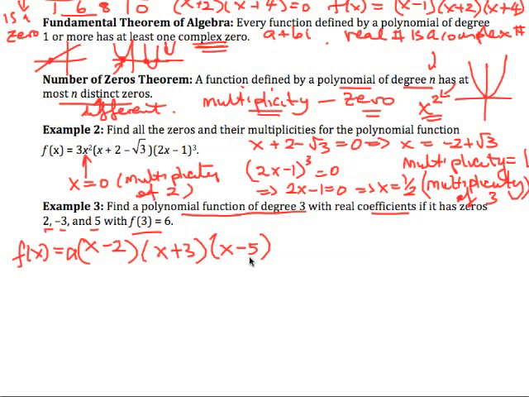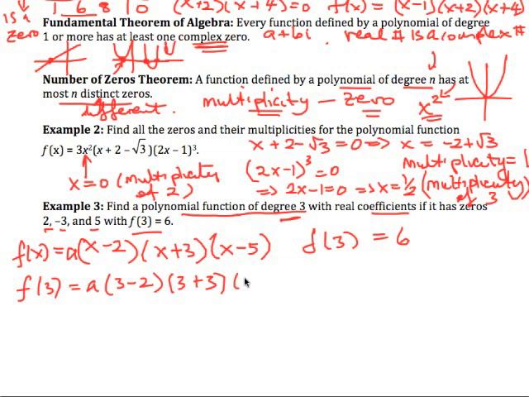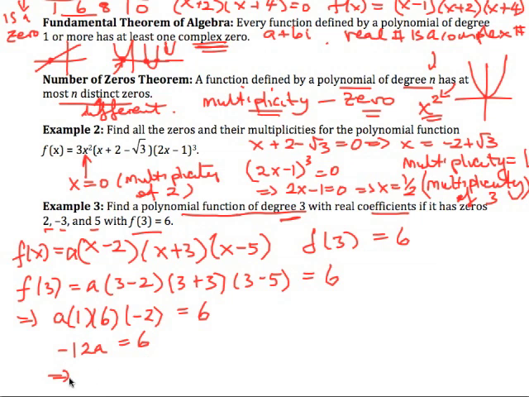So let's suppose this is the general form in factored form for our polynomial of degree 3. x by x by x will give us x to the power of 3, so that's our degree 3. We put an a in here because we don't know whether there'll be a number in front of that x cubed term. But we do know that f(3) is equal to 6. So if I put 3 where x is, I should end up with a result of 6. This implies that a times (3 - 2) is 1, (3 + 3) is 6, and (3 - 5) is -2, is equal to 6. So this allows me to find a. What I have here is -12a equals 6, which implies that a is equal to 6 on -12, which is -1/2.